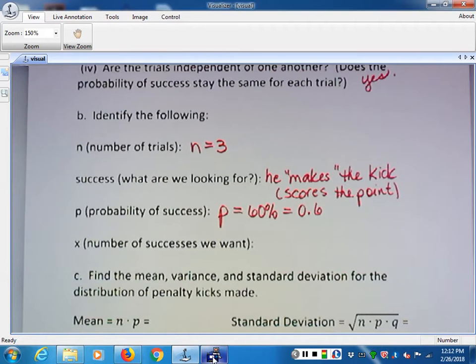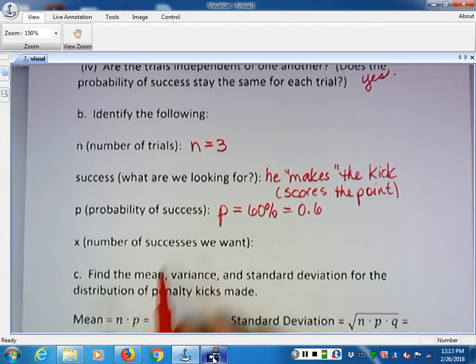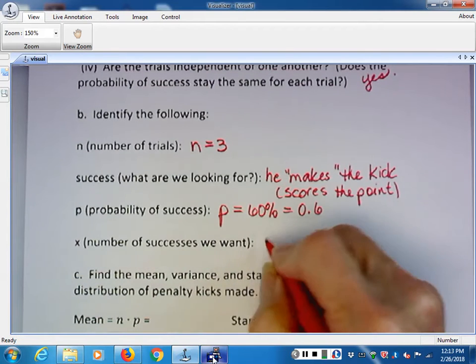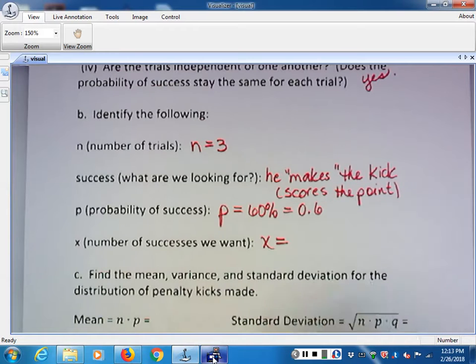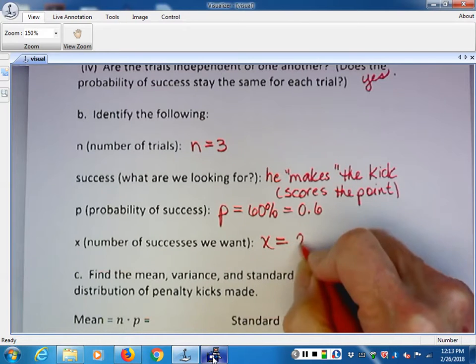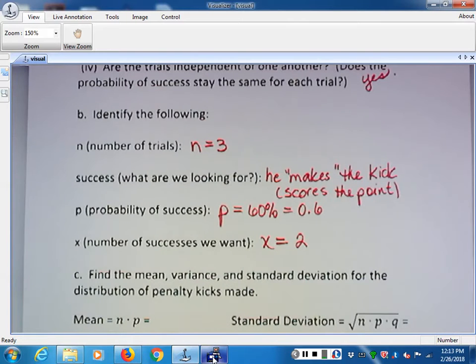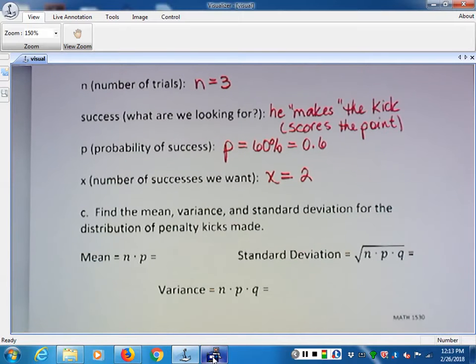The last question says, find the probability that the soccer player makes 2 of his penalty kicks. How many successes would that be? 2. That would be 2 successful kicks. So then the last question is, find the mean, variance and standard deviation for the distribution of penalty kicks that he makes. So we don't actually have to put any numbers or use any formulas for the calculator. This is all these three formulas.